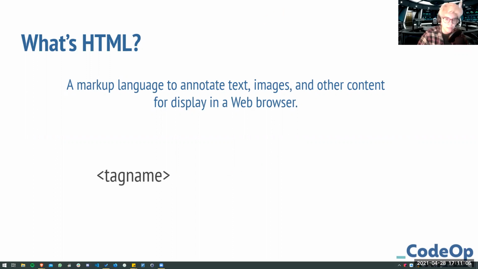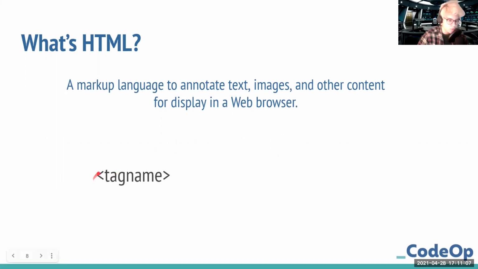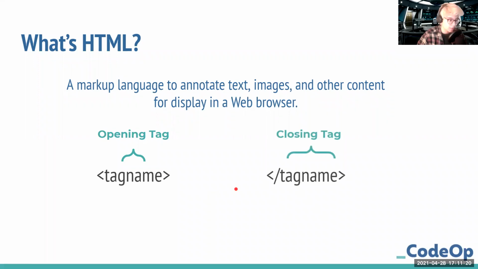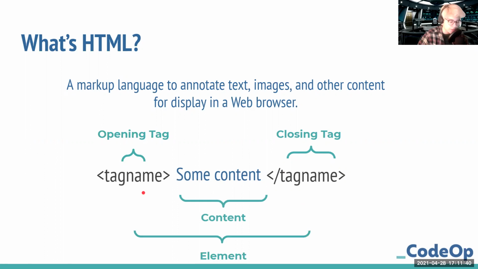So the first thing we need is a tag name surrounded with these angle brackets right here. So we need the opening tag with the tag name, and we need the closing tag. The difference between the opening tag and the closing tag is this right here. The closing tag has a slash to the right, okay? And in between the opening tag and the closing tag, we have the content. And this is an HTML element.